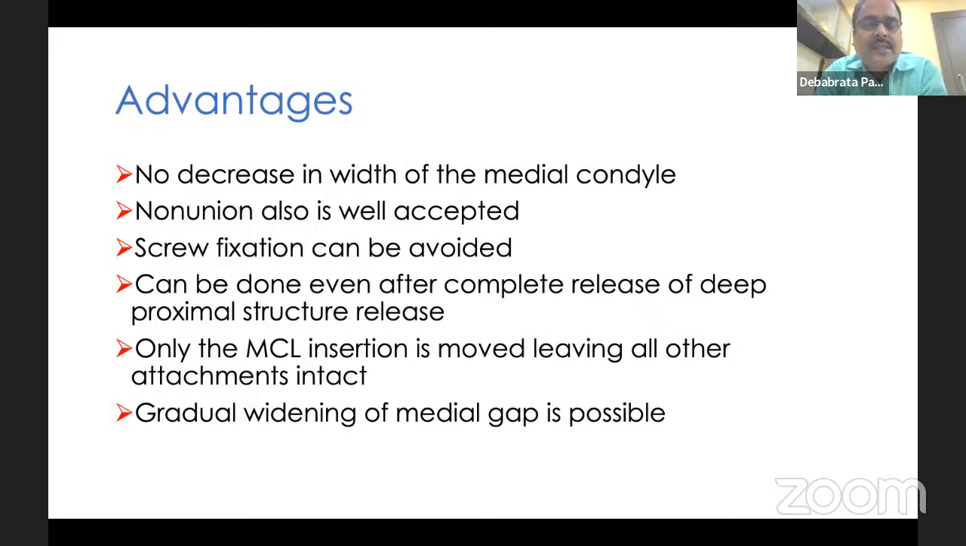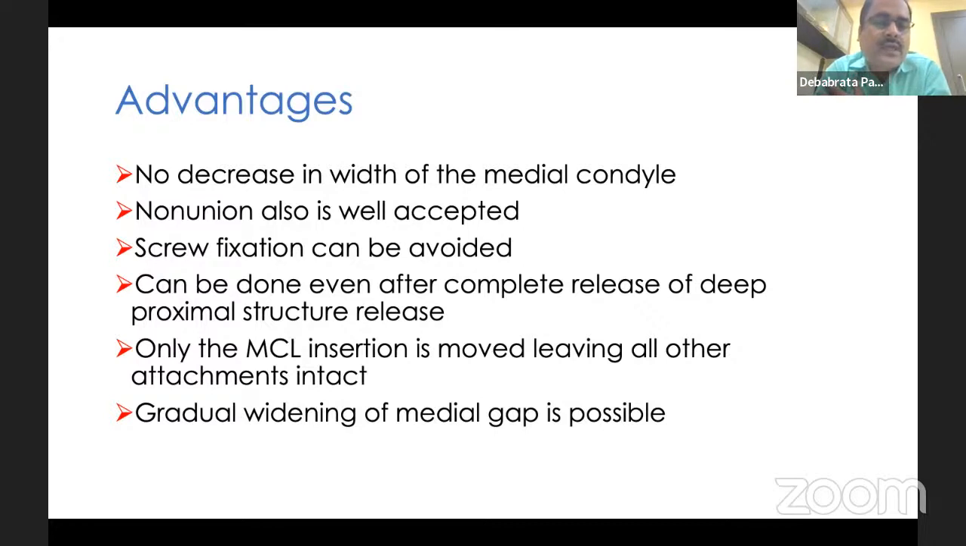Only the MCL insertion is moved, leaving all other attachments intact. Thus, we can go ahead and do minimal release on the medial side. So gradual widening of the medial gap is possible. And in this case, I will just tell that the major laxity on the lateral side cannot be achieved with this type of medial epicondylar osteotomy.